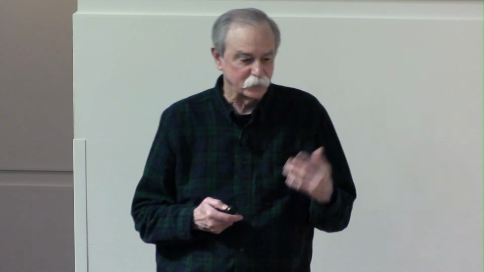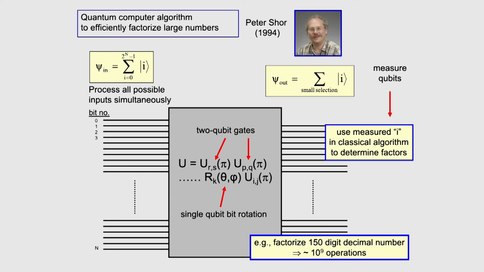This is why, if we can realize this machine, it would be important for the security of crypto systems, particularly ones that use RSA, which is the most common one. To give an idea of what we need to do, factorizing a 150-digit decimal number takes about 10 to the 9, about a billion, of these operations. And the problem is they aren't perfect. That's one of the things we have to deal with as we progress in this business.